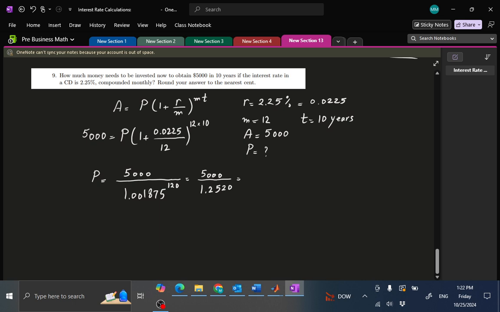And then I take 5,000 divided by this number, and I get $3,993.42, a little bit more. So you have to put almost $4,000 now, $3,993.42. You have to put that in, compound monthly 12 times a year, wait 10 years, and that amount is going to grow to 5,000.